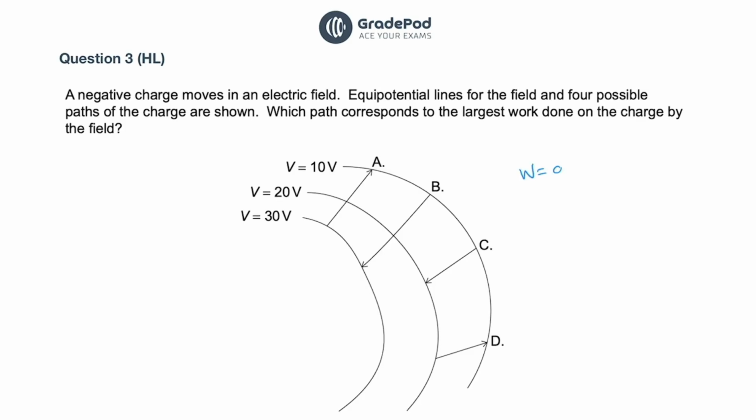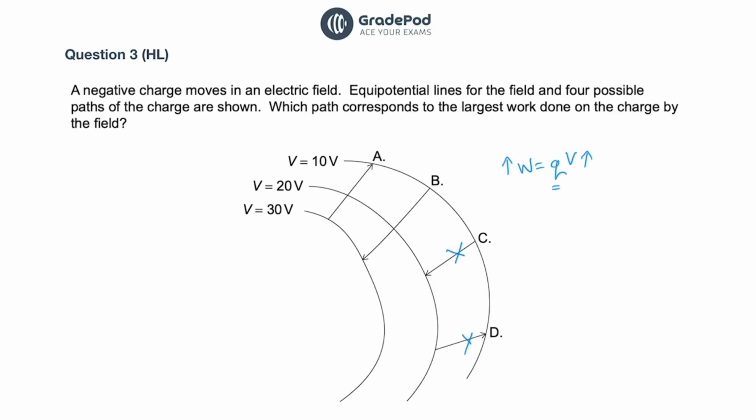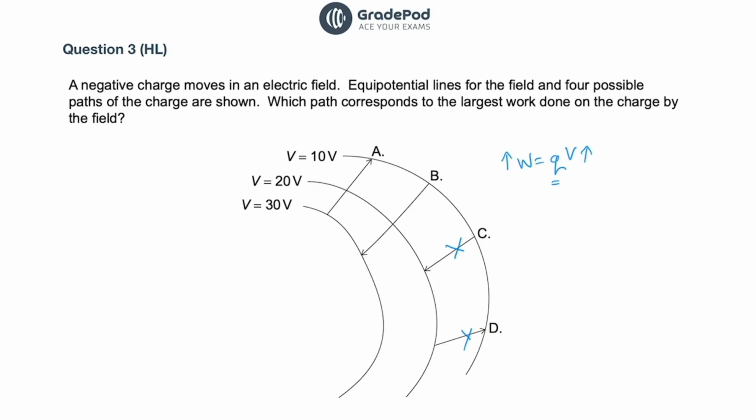We know that work done is equal to QV, and the charge is the same for them all. So the most amount of work done will be the biggest potential difference experienced. So that rules out C and D. We're looking at either A or B. We're looking at work done on the charge, and the charge is a negative charge. So we're going to have to do work to bring it this way, whereas this is going to be work done by the charge. So the answer is B.